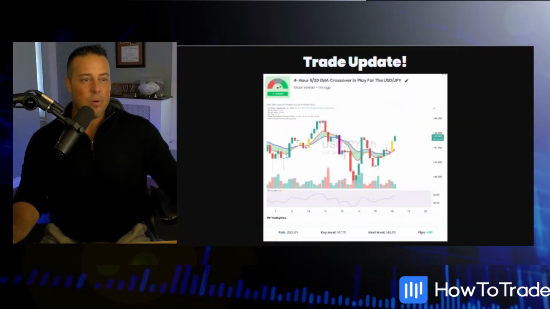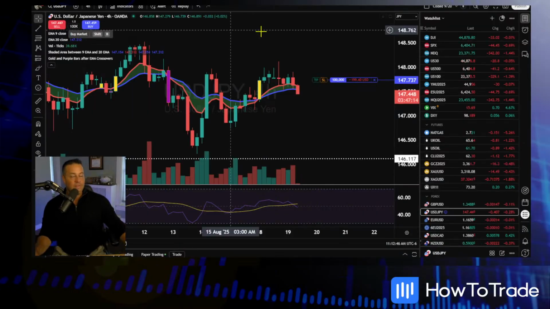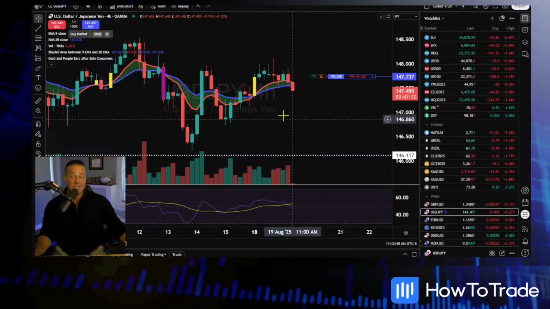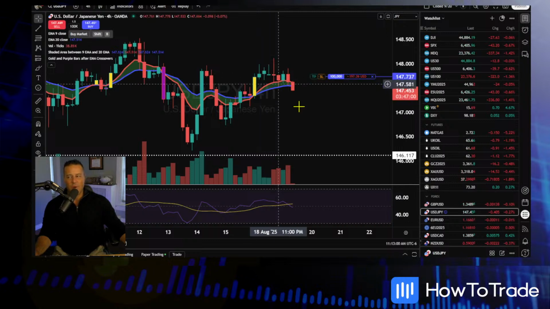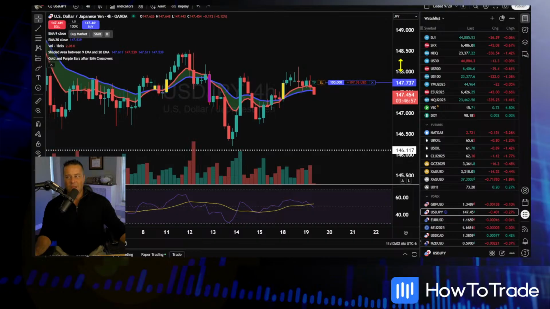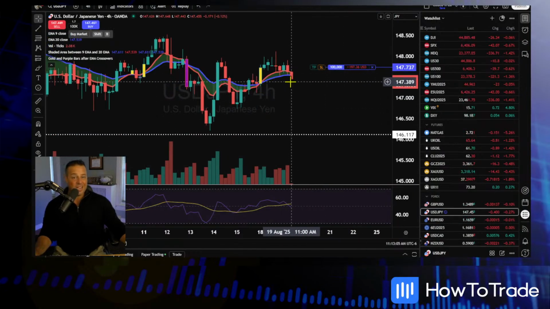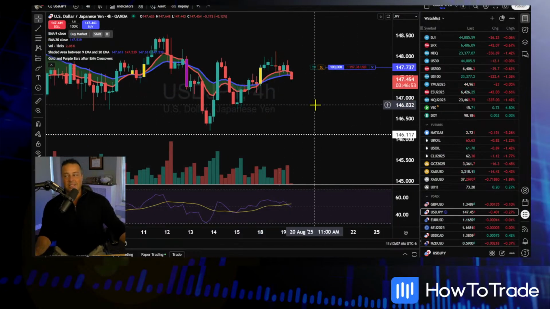Okay, trade update: 4 hour, 9/20 EMA crossover on the dollar yen. Let's go ahead and have a look. You can see this one's breaking against us. Right there was your bid signal. We rallied up to about 148.11, and we bought in about 147.73. Was it good enough? Not quite. Now the market's reversing against us, and it's starting to look like the yen's gaining a little bit on the dollar, which really shouldn't surprise anybody.